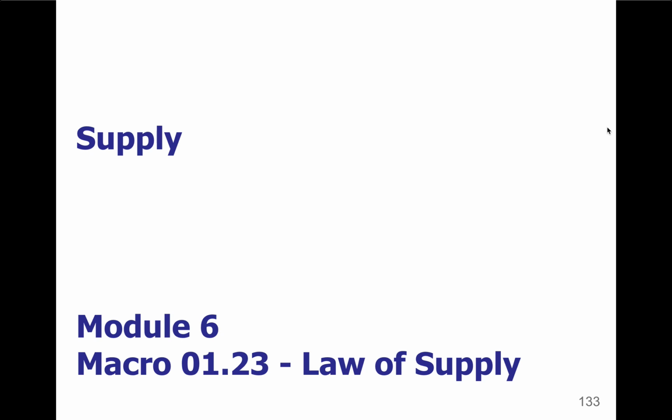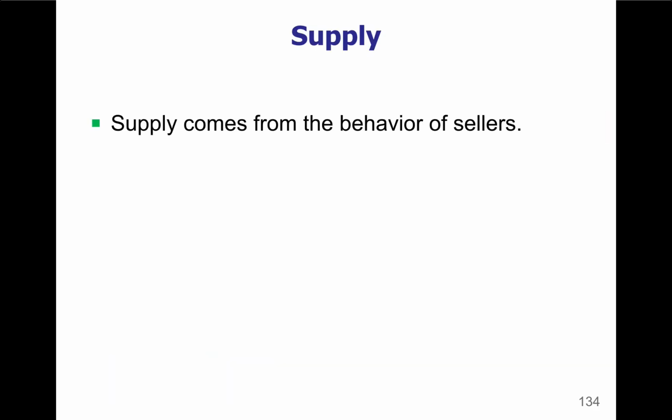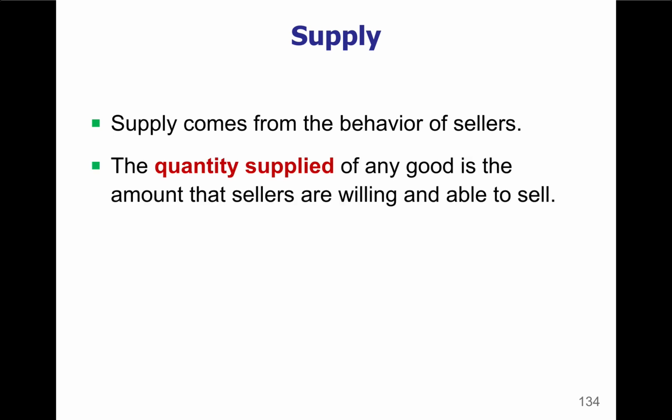This is your economics video on the law of supply. In previous videos, we talked about demand, which is the behavior of buyers. The law of supply and the supply line on a supply and demand graph represents the behavior of people that produce and sell products. So the law of supply comes from the behavior of sellers.